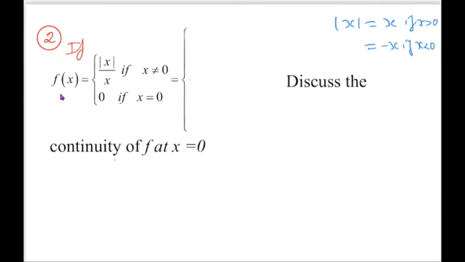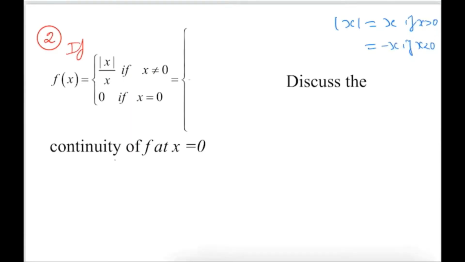Second question is, if f of x is defined as mod x upon x, if x is a non-zero real number, and f of x is 0 if x is 0. Now we need to discuss the continuity of the function at x equal to 0. So since you have mod x here and f of x is mod x by x, when x not equal to 0, it is convenient for us to define f of x separately when x is less than 0 and x is greater than 0.